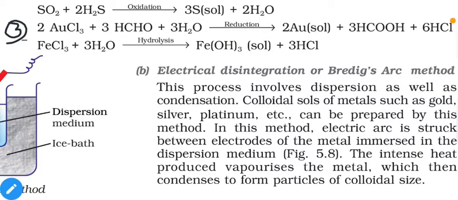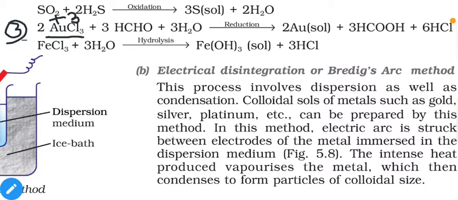As we can see, we have gold chloride with formaldehyde and water. Due to the reduction process, you will get gold sol. So all you have to concentrate on are the gold ions or molecules or particles. In this case, the initial oxidation state of gold will be +3 because it is attached with 3 chlorides.